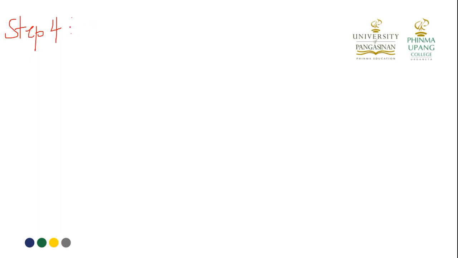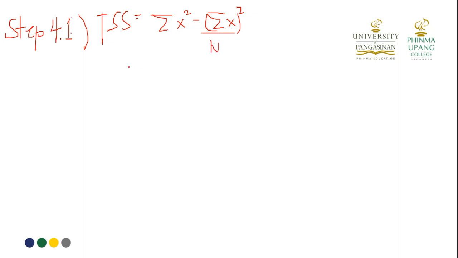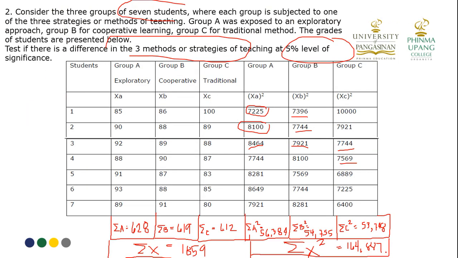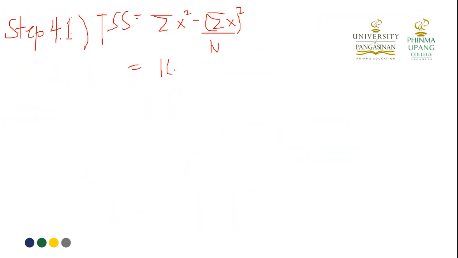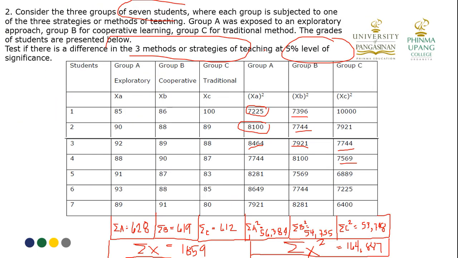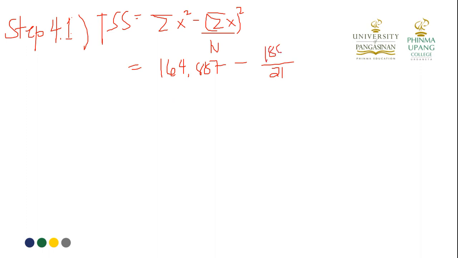Step 4.1. Summation of x squared minus the summation of x quantity all over N. So, ilan yung total ng ating 164,887 minus 21? Ilan yun kanina? 1,859. So 1,859 squared. So, 4 decimal places po ang answer.